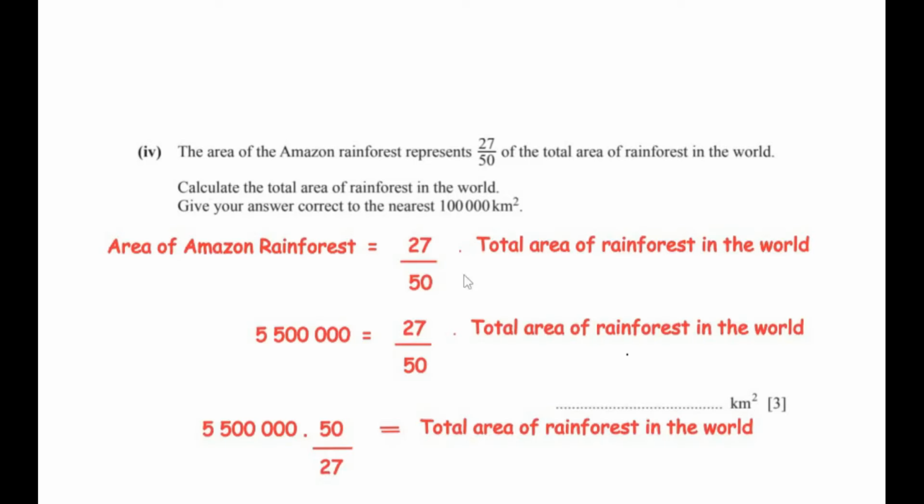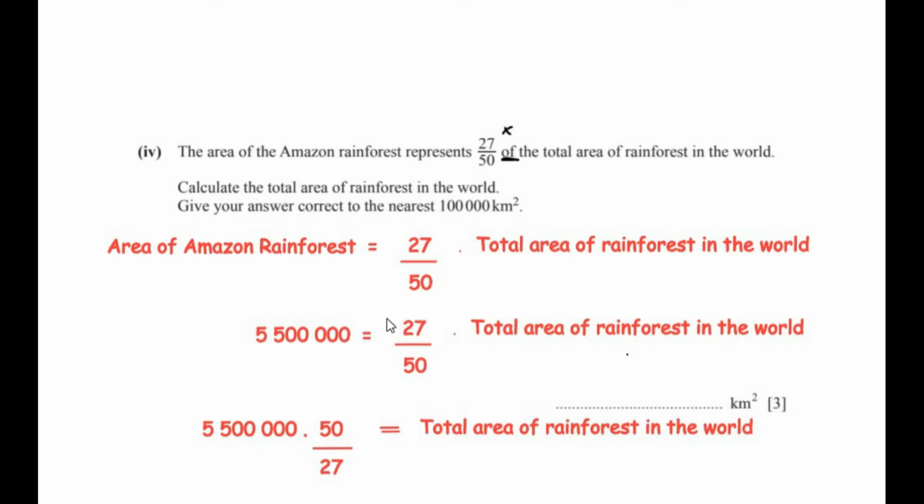So we have written it as a mathematical equation now. Area of Amazon rainforest is equal to 27 over 50 times, because 27 over 50 of is given. If "of" is given in mathematical terms, it is multiplication, multiplied with total area of the rainforest in the world. Now area of Amazon rainforest was given in the table as 5,500,000. So we have substituted its value over here: equal to 27 over 50 times total area of rainforest in the world.